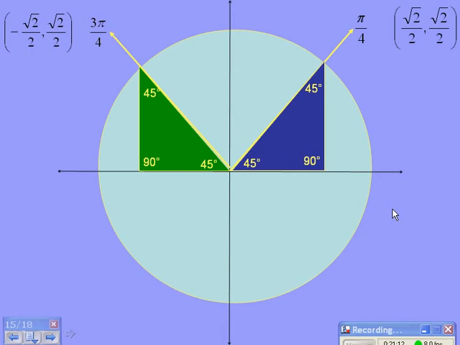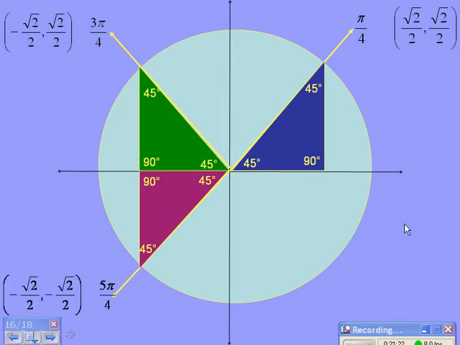Okay? Third quadrant, what's the angle? 5 pi over 4. And so that's going to be to the left and down, so it's negative root 2 over 2 comma negative root 2 over 2.